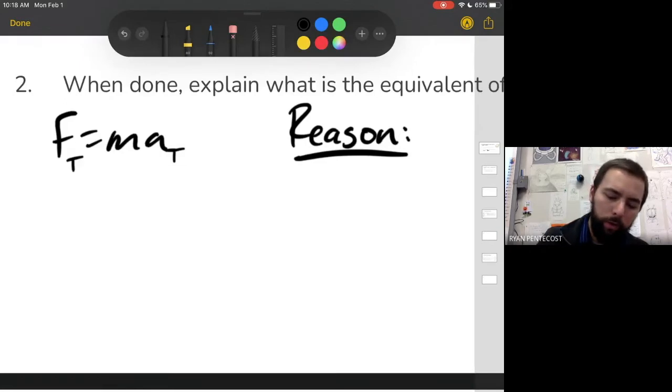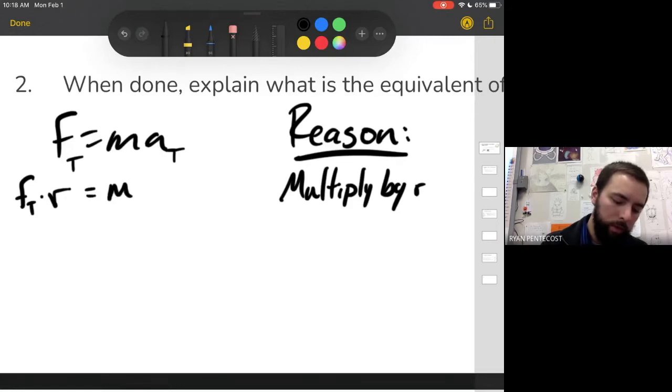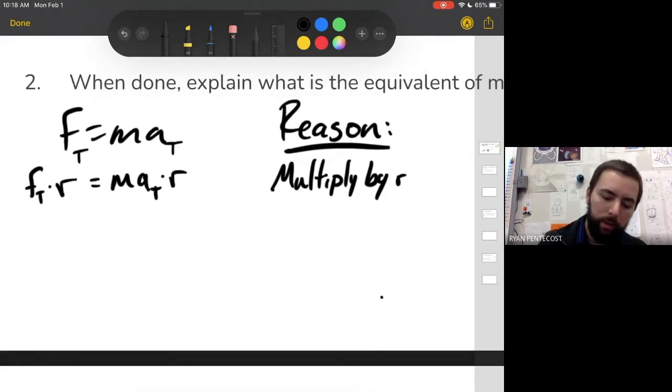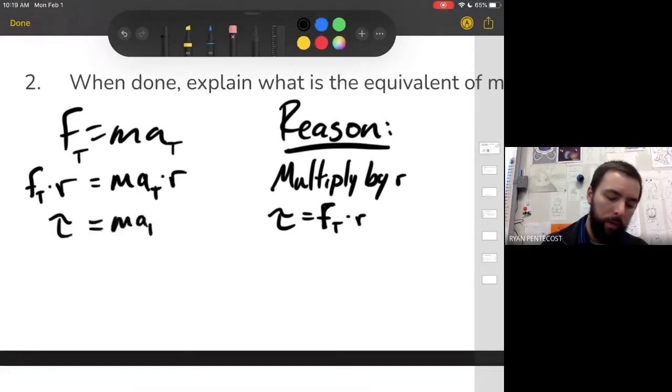Now, first, what we're going to do is multiply by r. Multiplying by the radius will give us F_t times r equals m a_t times r. Right? Now, we do want to recognize that if this is tangential force, that we're assuming 90 degrees. That means that torque is going to be F_t times r, right? Because we're assuming sine 90 being 1, that'll just go away. So now we have torque equals m a_t times r.